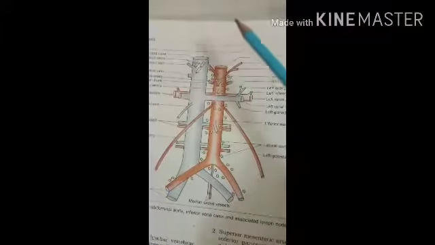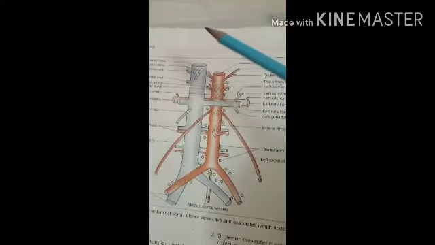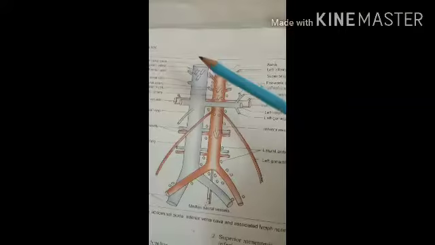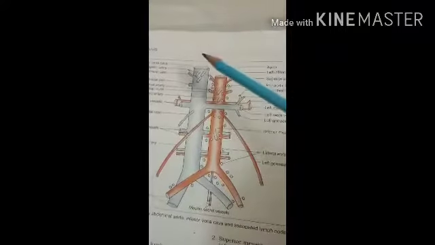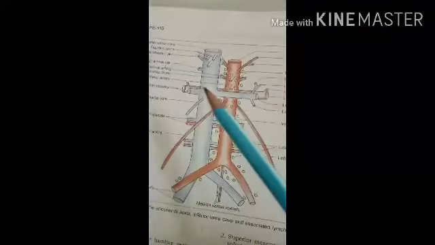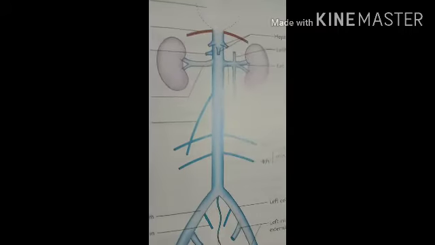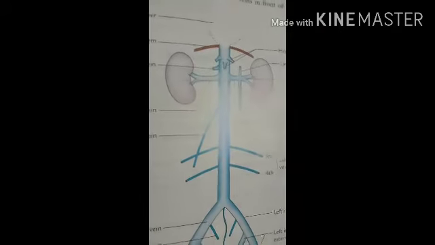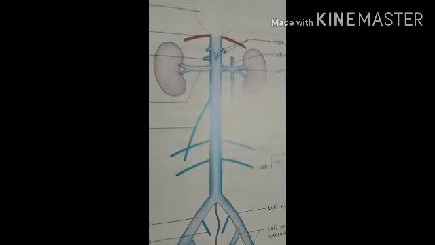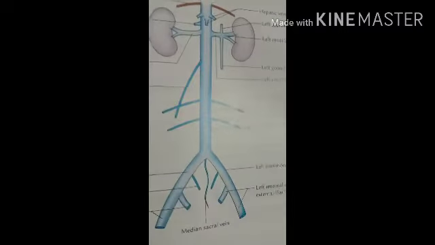And then it terminates by entering the right atrium of the heart. In this way, that is the course of the inferior vena cava. Then we have to see the tributaries of the inferior vena cava.